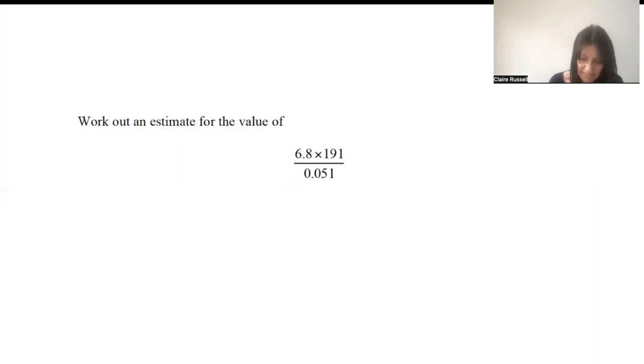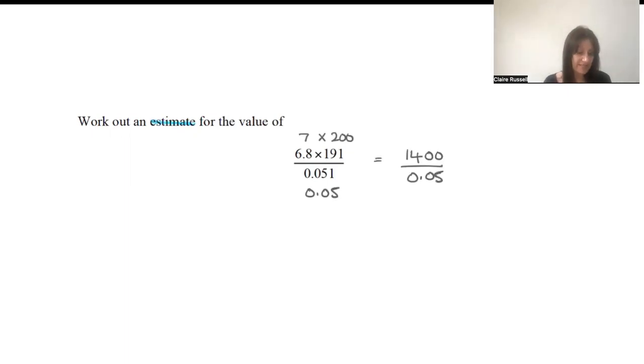All right, so our keyword estimate needs to be spotted. Then that tells us to round everything. So I've got 7 times 200, and then that's going to round to 0.05. So the top will become 1400, and there's not much else happening apart from that for the denominator.